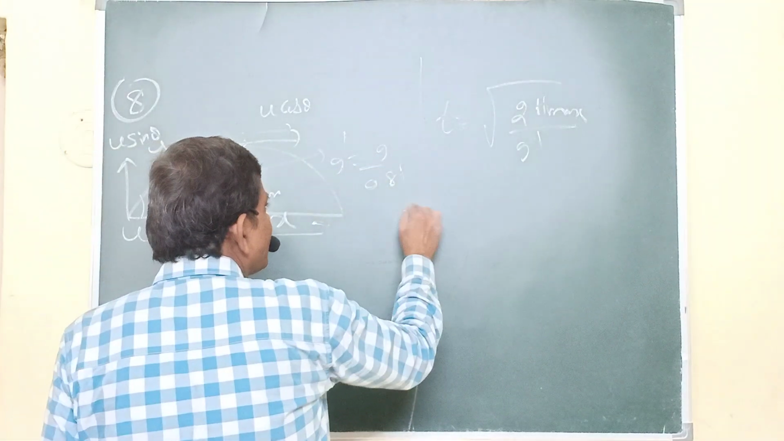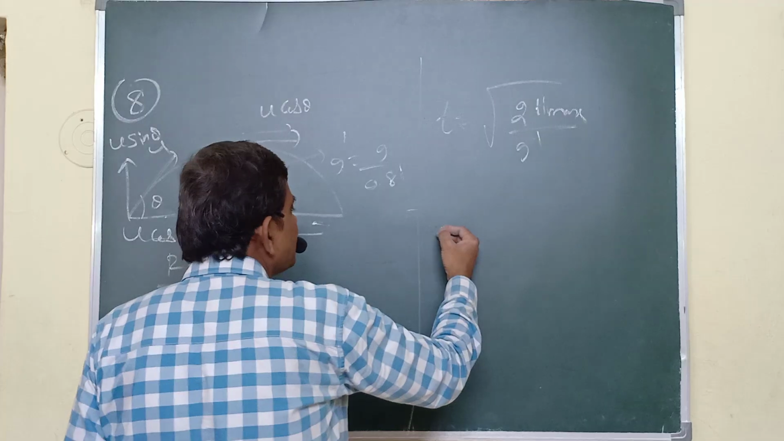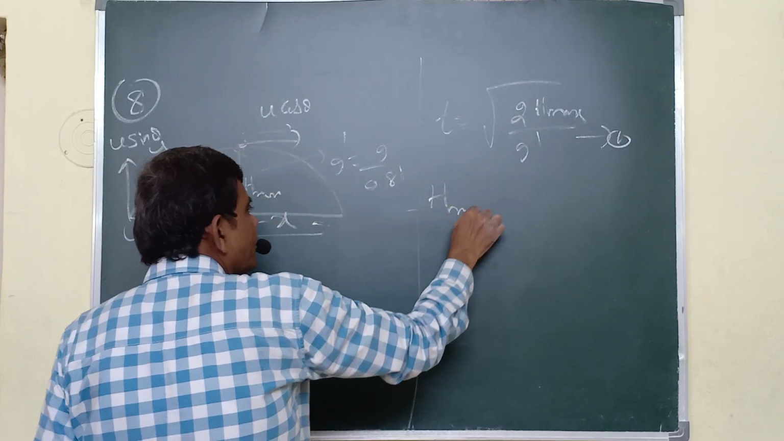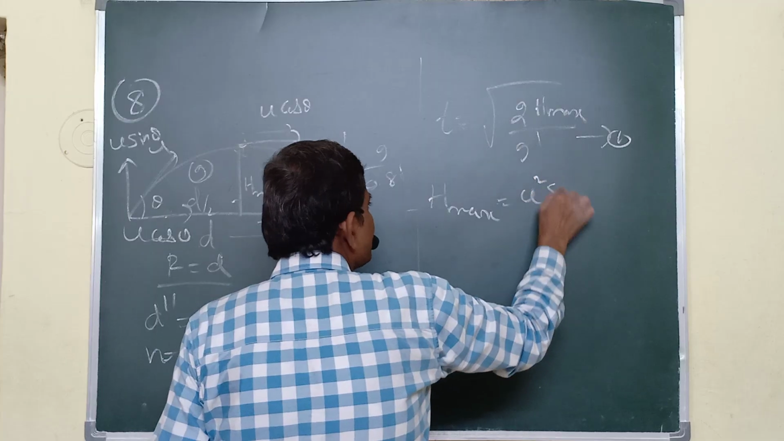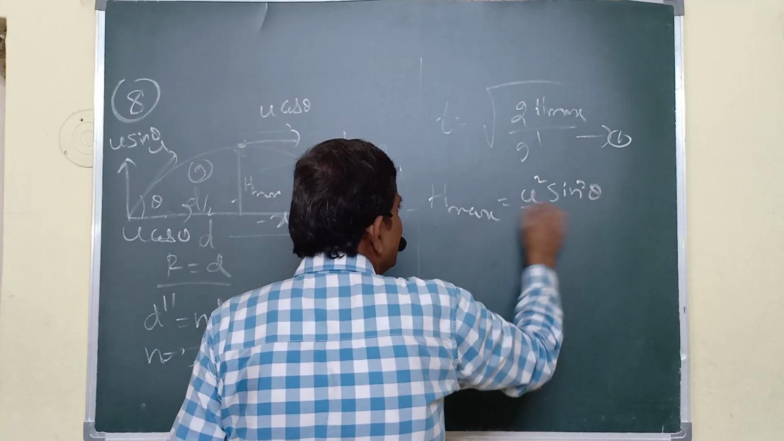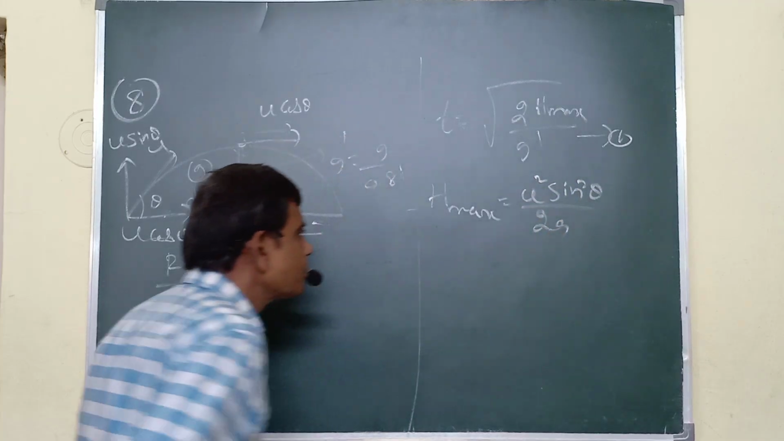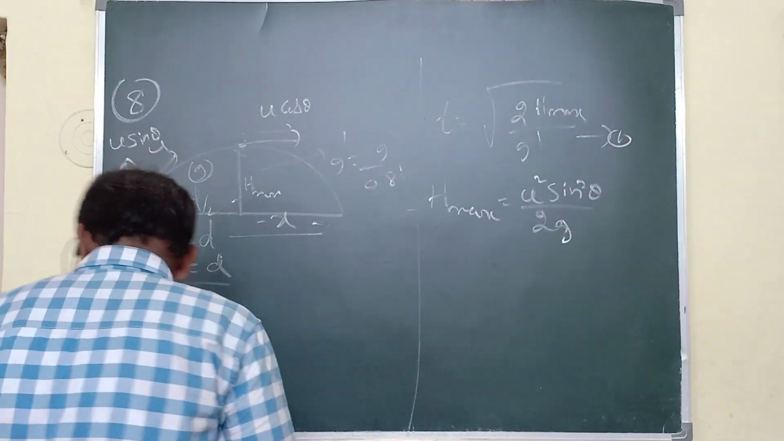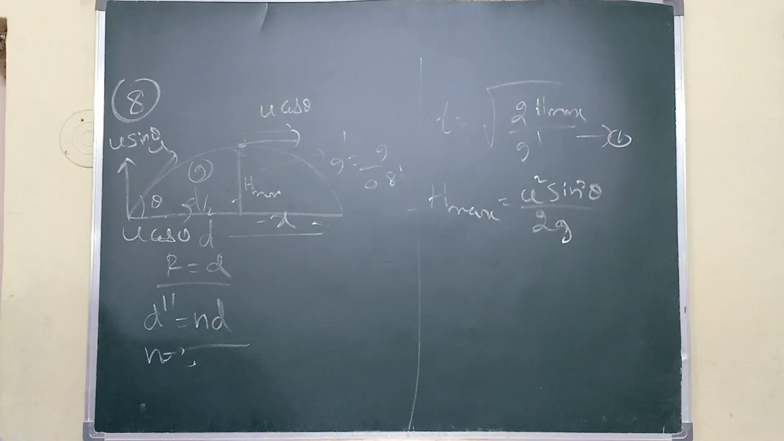Okay. Now here, what is the formula for maximum height? You take this as the first equation. Now what is the formula for maximum height? U square sin square theta by 2g. That is the formula for maximum height. That formula we know.